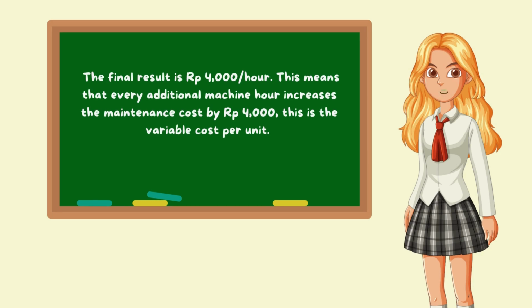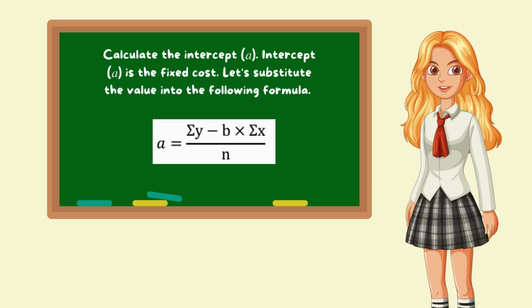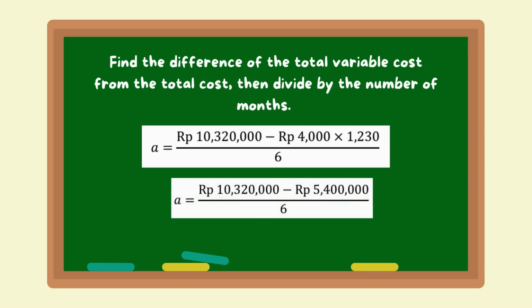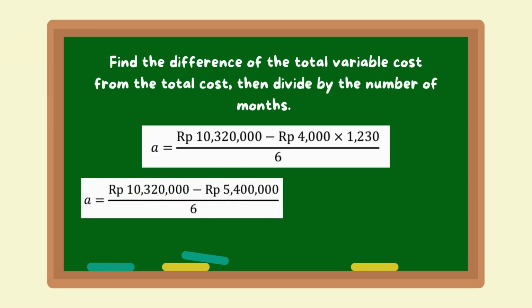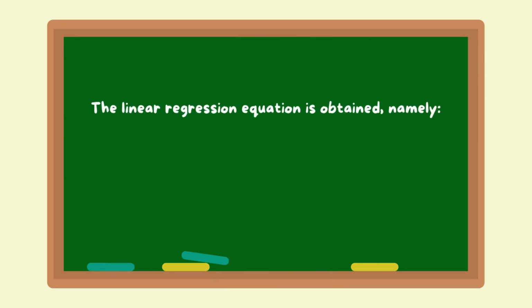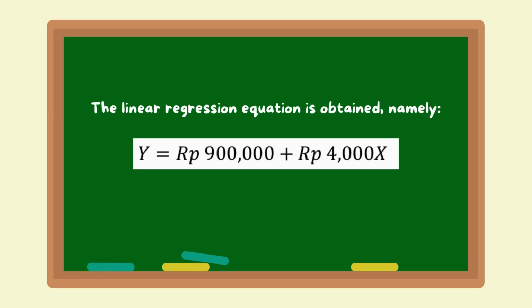The third step is to calculate the intercept, a. Intercept a is the fixed cost. Let's substitute the value into the following formula. To find a, we subtract 4,000 times 1,230 from 10,320,000, then divide by 6. This gives a equals 900,000. The final result is 900,000 rupiah. This means that the cost that must be paid per month apart from the use of the machine is 900,000 rupiah. After some calculations, the linear regression equation is obtained, namely y equals 900,000 plus 4,000x.